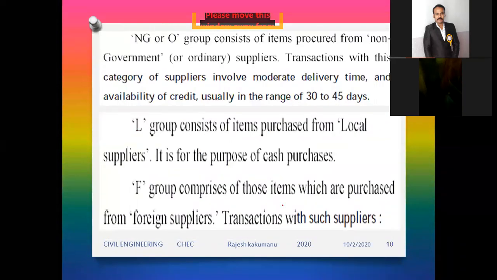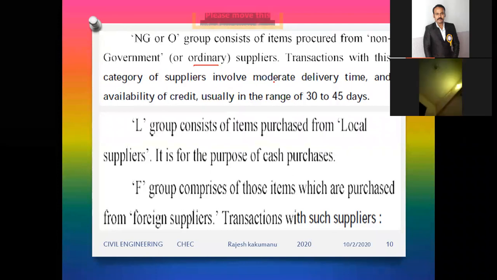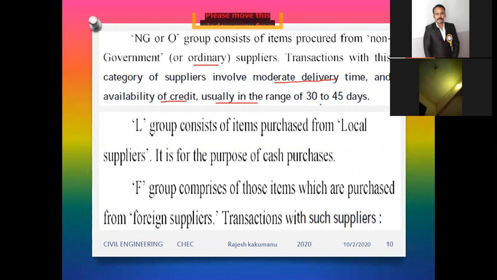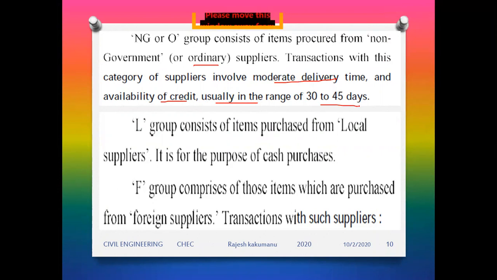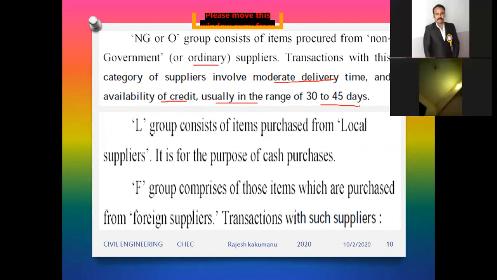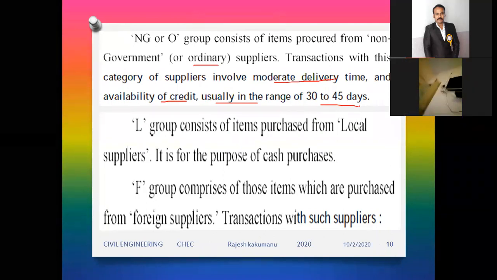Second one is non-government, NGRO. This group consists of items procured from non-government bodies, that is ordinary suppliers. Transactions with this category of supplies involve moderate delivery time and availability of credit, usually in the range of 30 to 45 days. So if you see in any supermarkets or any shops, for example the garment shop, So government shops ఏం చేస్తారు? So these are the ordinary people. These are not related to government. So whatever the FMCG products manufacturing, these are all your Sony, electronic items, garments items, your plastic items. These are not all government bodies.